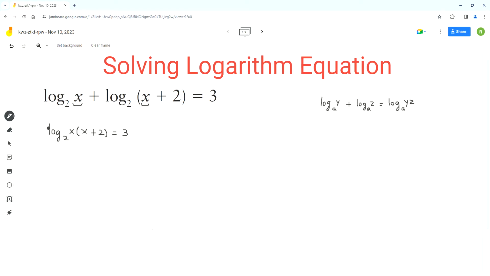We have to get rid of this log with this term because this term has the variable x in it and we have to isolate the variable x. So we can do that by converting this log form to exponential form. There is no log term on the right side of the equation, so we can easily convert this log equation into an exponential equation.